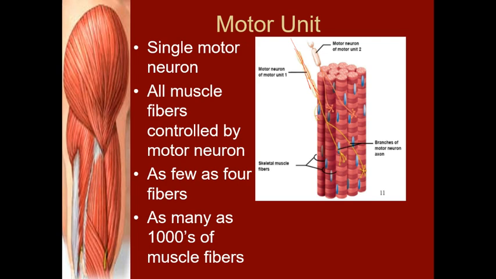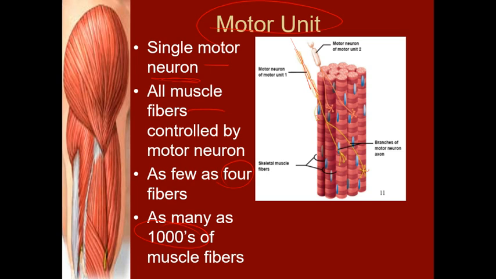It's much easier to send that impulse, or that information that says, hey, I want you to contract, down one tract, and then have that tract split into several different branches that can control a bunch of different muscle cells. That's what we call a motor unit. So one neuron, many fibers, controlled by that. We can have very few. In this case, you can see it's 1, 2, 3 on here. This one has 2, but it's a diagram. In reality, you have as few as 4 fibers, and then you can have as many as thousands of muscle fibers that are controlled by one single motor neuron, which is convenient.